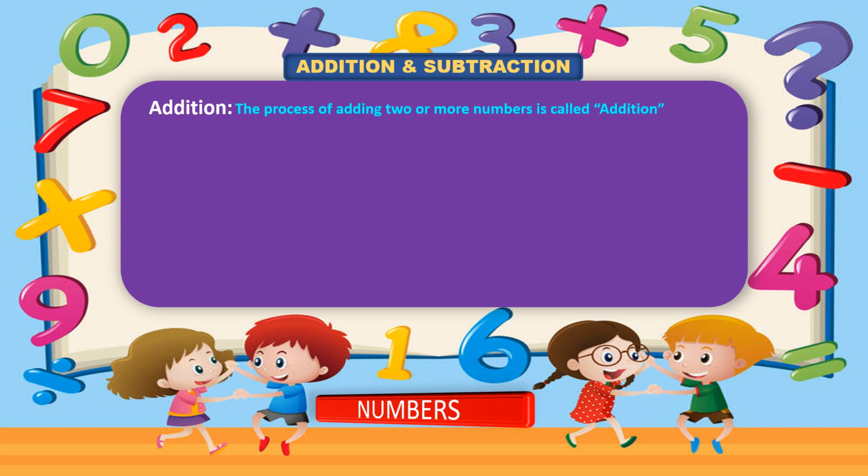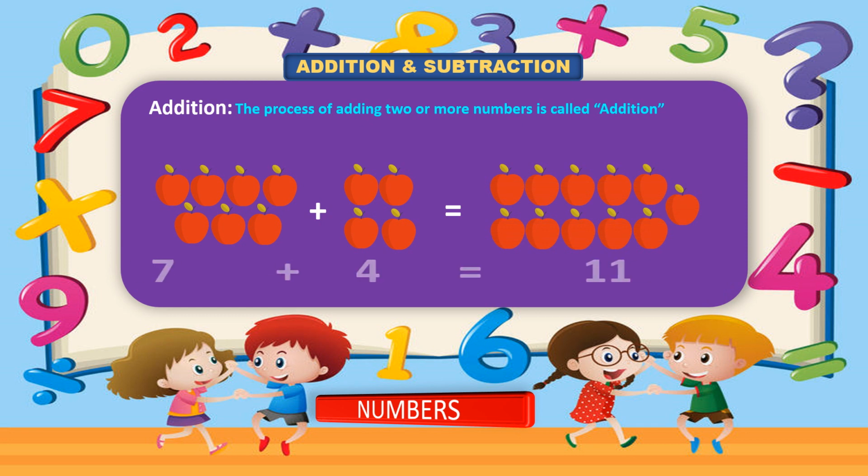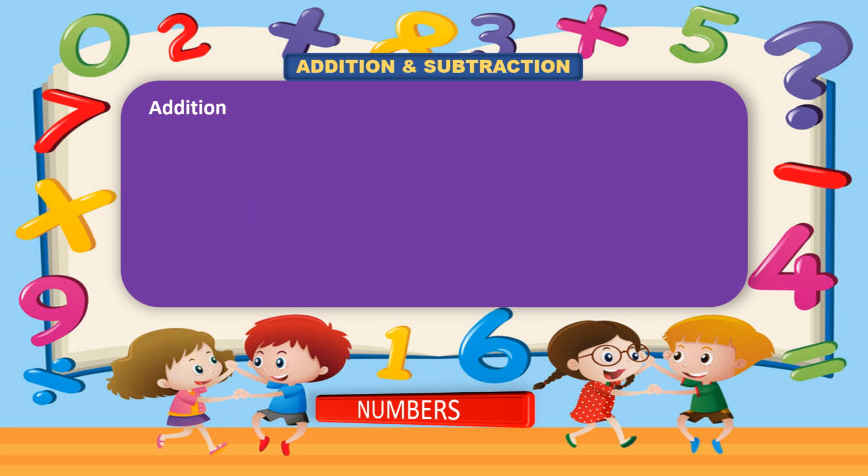Addition. The process of adding two or more numbers is called addition. For example, 7 apples in your hand and 4 apples in your sister's hand. Totally 11 apples. So 7 plus 4 is equal to 11. Few more examples for addition. 70 plus 35 is equal to 105.